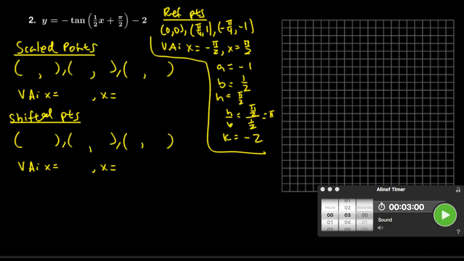Okay. So for the scaling, a is -1. We're going to multiply all the y's by -1. B is 1/2. We're going to divide all of the x values by b, by 1/2. In other words, multiply by 2. And then make sure that you do that to these as well.